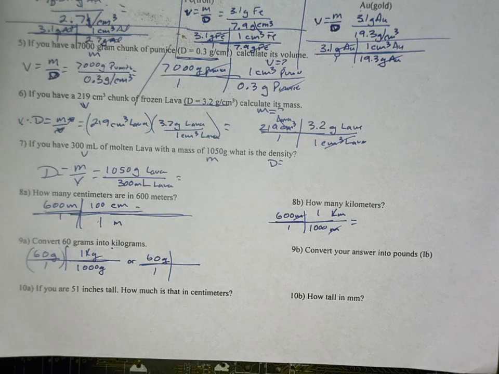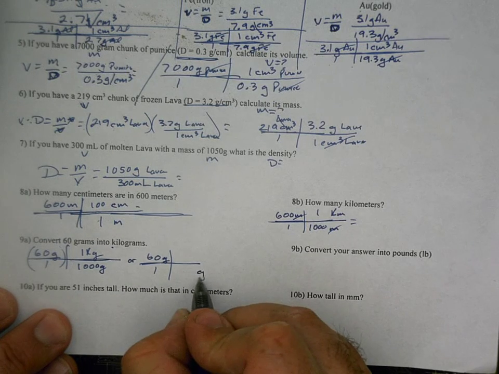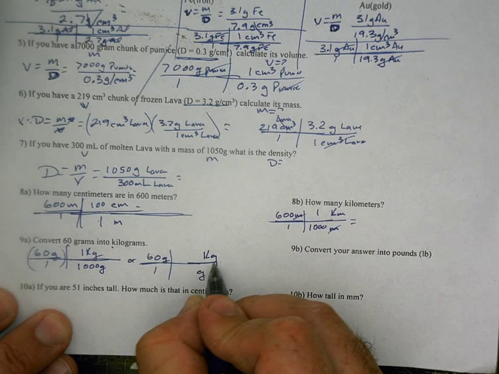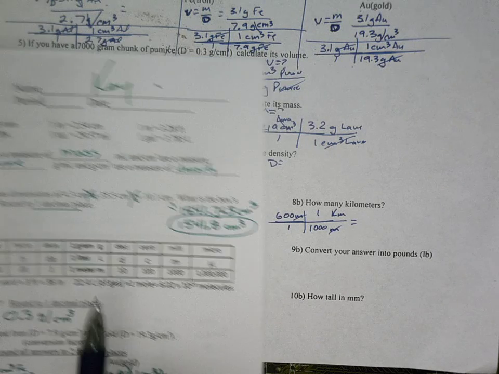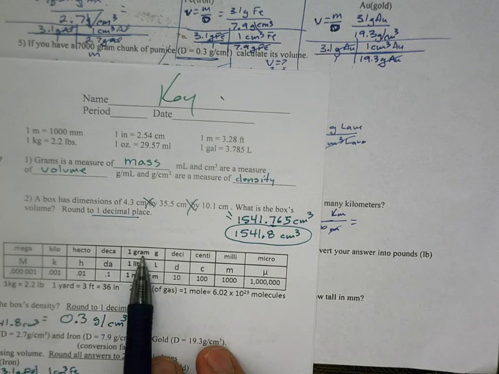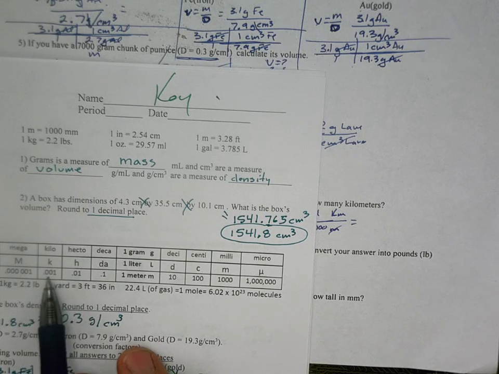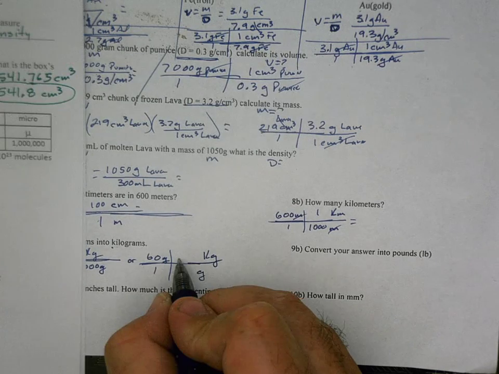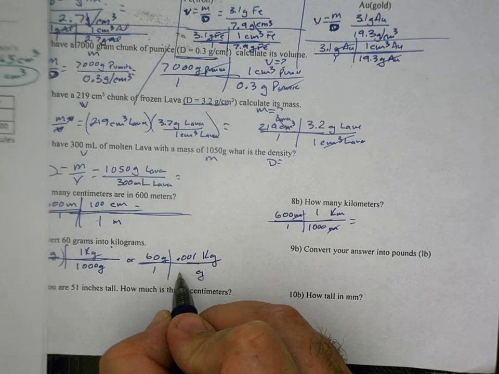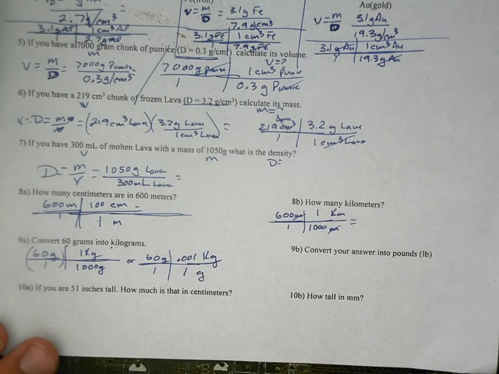And we want to cancel grams here, and we want kilograms up there. So if you look on here, 1 gram is going to be 0.001 kilograms. So we could do 0.001 kilograms is 1 gram. And those two will give us the same value either way.